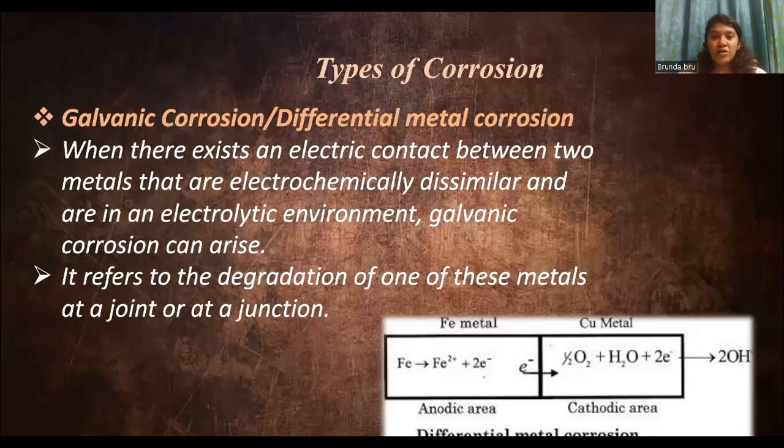Galvanic corrosion or differential metal corrosion. When there exists an electric contact between two metals, they are electrochemically dissimilar and are in an electrolytic environment, galvanic corrosion can arise. It refers to the degradation of one of these metals at a joint or at a junction.